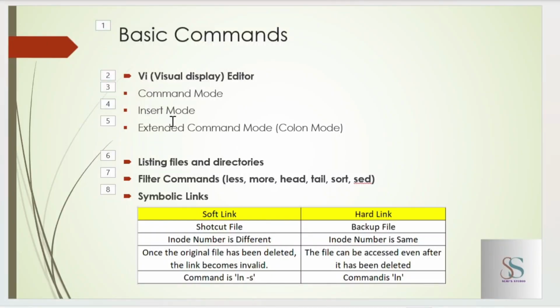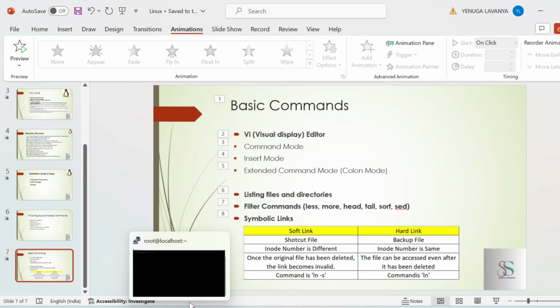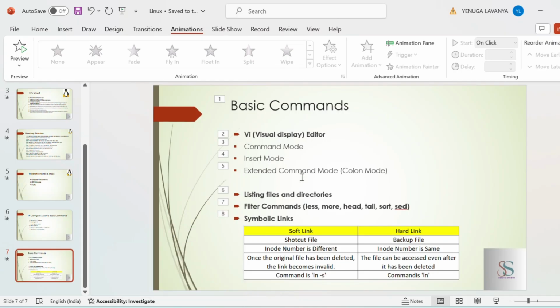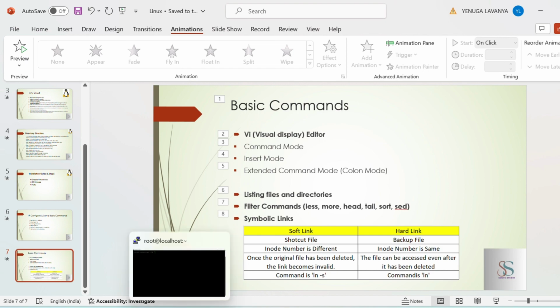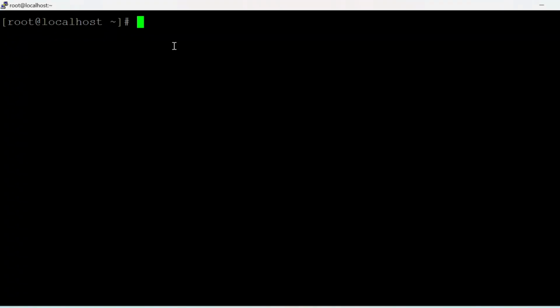In the vi editor, we have three modes: command mode, insert mode, and extended mode. We can call it colon mode. Command mode means once we open the vi editor, command mode will automatically open. We can create a file using the touch command. Yeah, just created an empty file. We can add the data with vi commands.